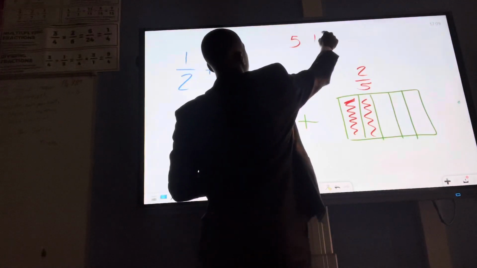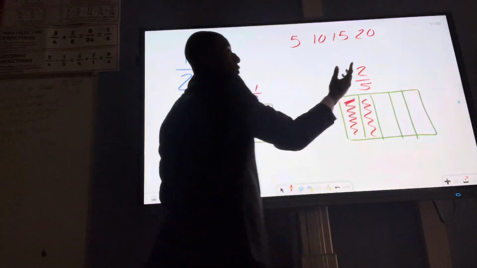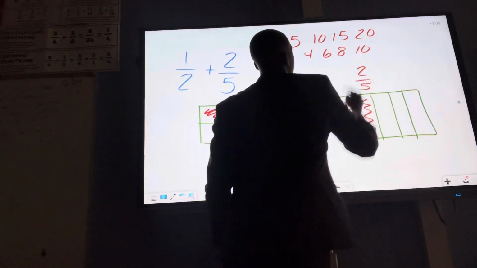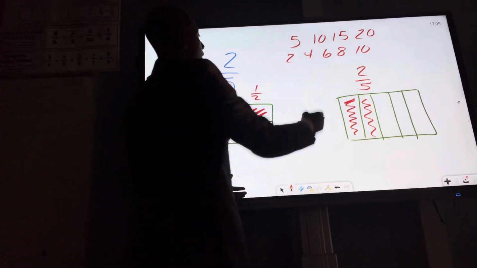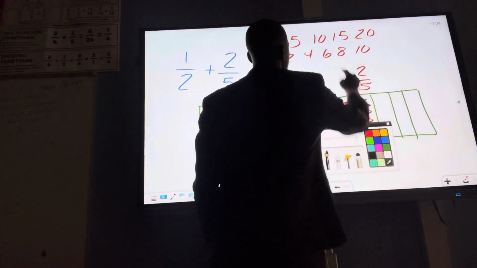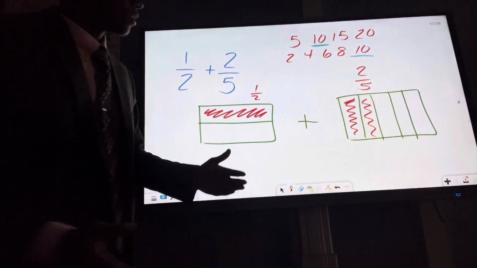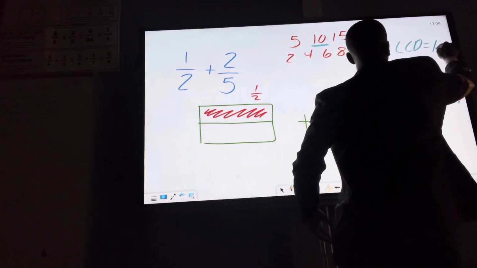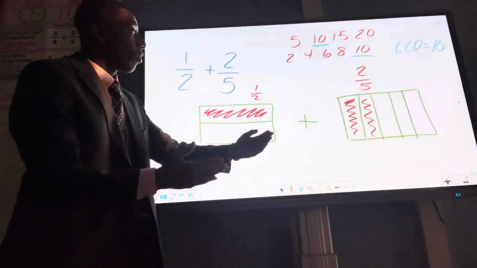So basically, I list up my 5s. So 5, 10, 15, 20. Right? I list up my 2s. 2, 4, 6, 8, 10. And of course, you're gonna figure out your common denominator is 10. Right? So you want both of these to have the same amount of pieces. So make sure you always put it out there. The common denominator is 10. So what you want is 10 pieces on both of these.